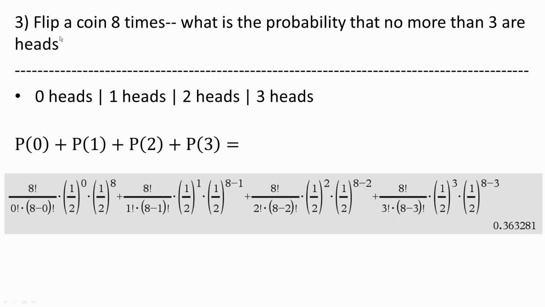Now we'll do a third problem. We flip a coin 8 times. What is the probability that no more than 3 are heads? You can get 0 heads, 1 head, 2 heads, and 3 heads, so we need to do 4 probabilities: P0, P1, P2, and P3. I did this on a calculator, essentially doing the binomial probability of 0, of 1, of 2, and of 3. I would get about 0.36. And that's pretty much it regarding binomial probability distribution.